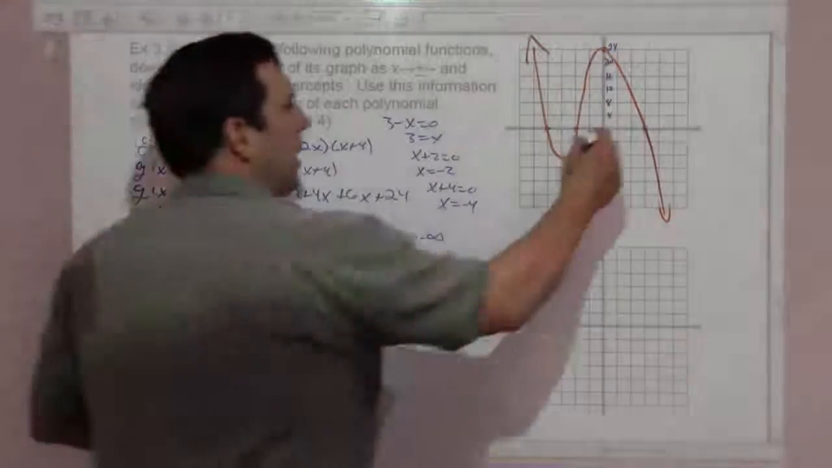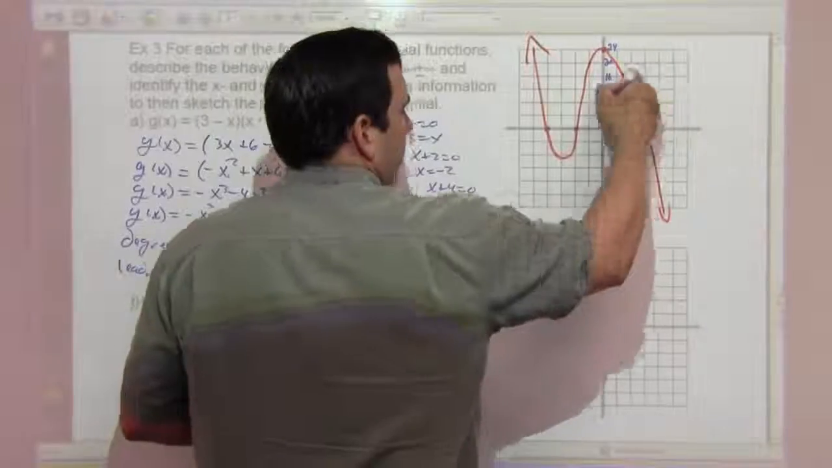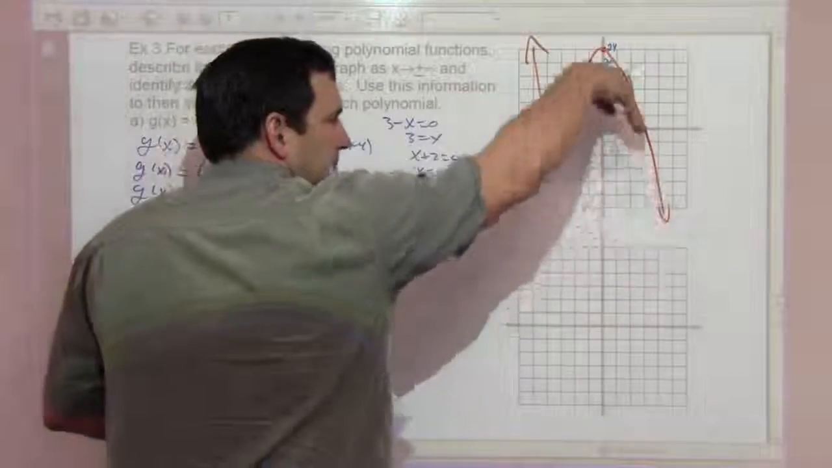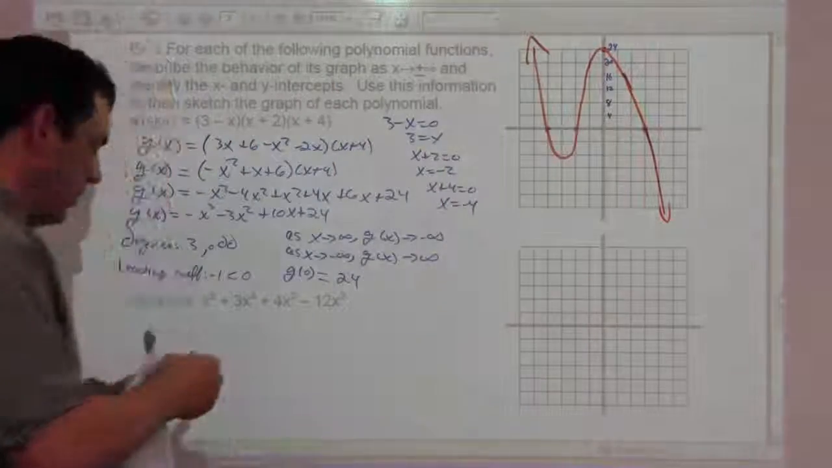As a matter of fact, it could actually be coming up even steeper and coming down to that 24. But that's a rough idea of the graph. The point is, as x gets big, this is going to go to negative infinity. As x gets small, it goes to positive infinity.